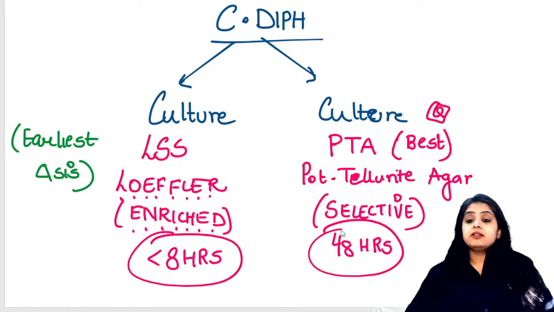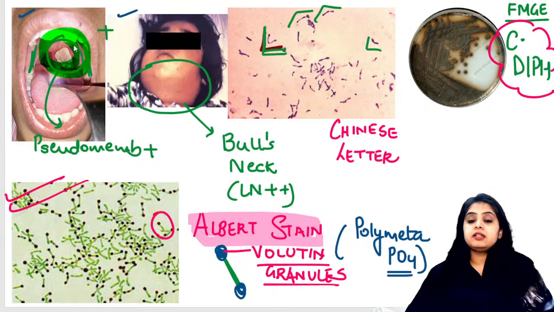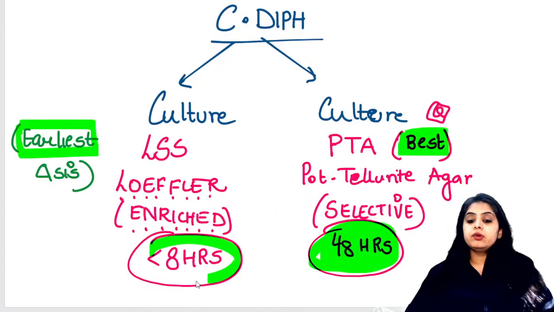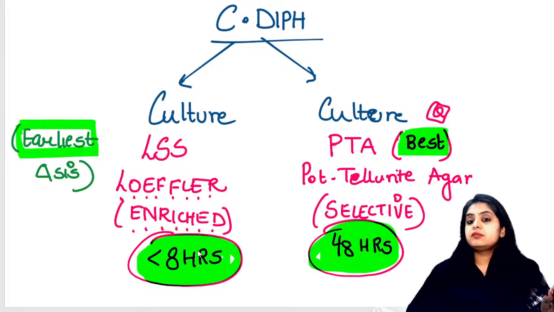Although it's definitely the best, it's taking too much time. It's taking 48 hours. If I want the earliest diagnosis, if my patient has a membrane formed and there's too much respiratory difficulty, I want a quick diagnosis, then in 8 hours who is going to help me? The Loeffler serum slope will help me. Easy. So read the question carefully. Earliest diagnosis has been asked or the best diagnosis. This is how the question for diphtheria will come.